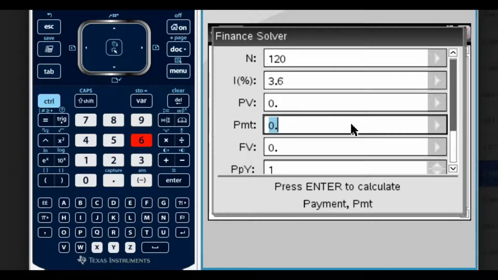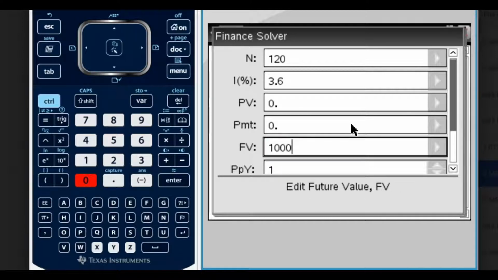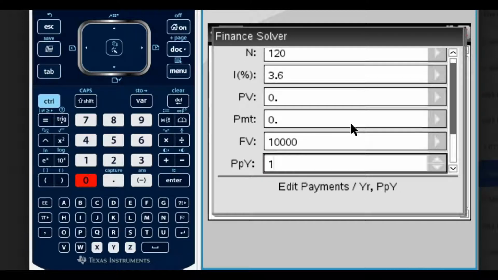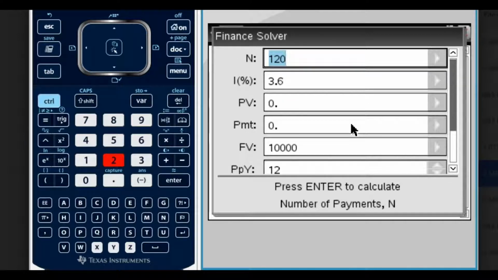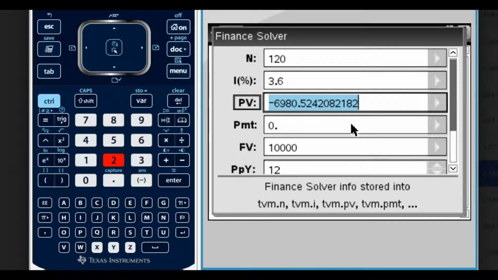We do not know the present value. There is no payment in this case because it's just a basic question, but we want to have $10,000 as our future value. The payments per year and the compound periods per year are both 12, and then you go down and hit enter on present value. And you see that she needs to deposit $6,980.52 in order to have $10,000 in 10 years.